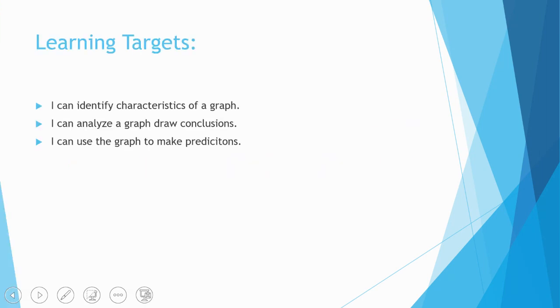Our goals for today are to be able to identify the characteristics of a graph. We're going to talk about a couple of different things as far as a graph goes and being able to see what those are. We're also going to analyze a graph in order to draw some conclusions and even make some predictions. And we are going to do all of this from information that we are given on a graph.